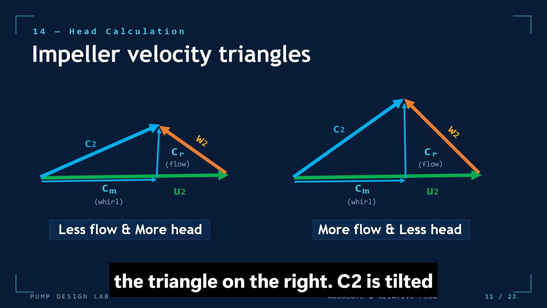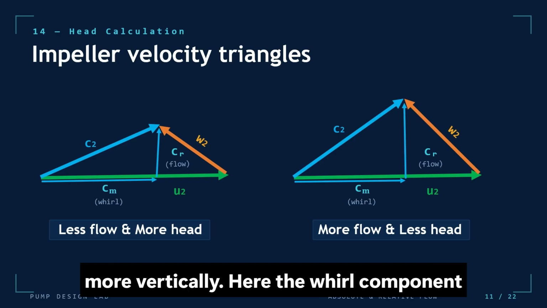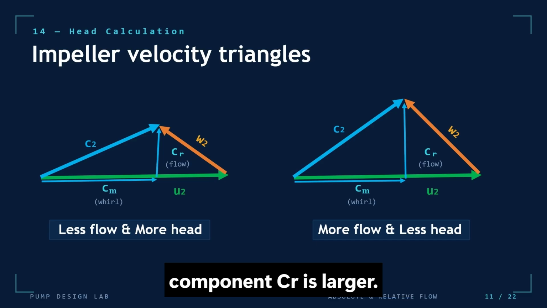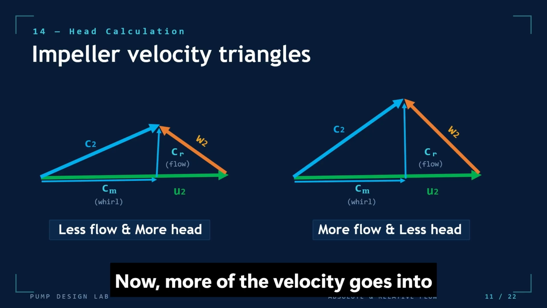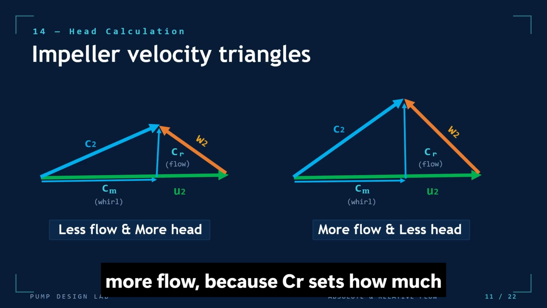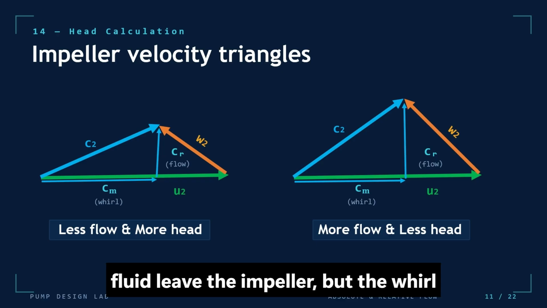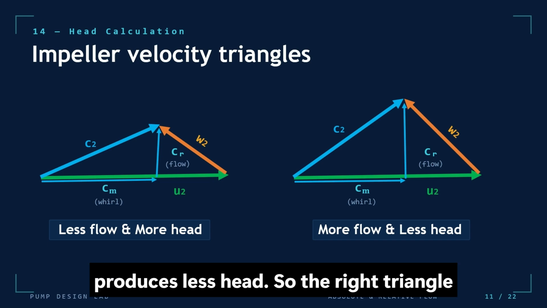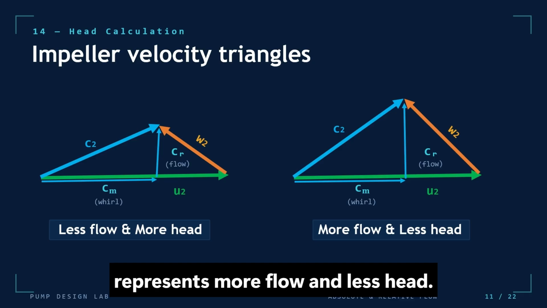On the triangle on the right, c2 is tilted more vertically. Here the whirl component c theta is shorter, and the radial flow component c r is larger. Now more of the velocity goes into the radial flow direction. That gives more flow, because c r sets how much fluid leaves the impeller. But the whirl component is smaller, so the pump produces less head. So the right triangle represents more flow and less head.